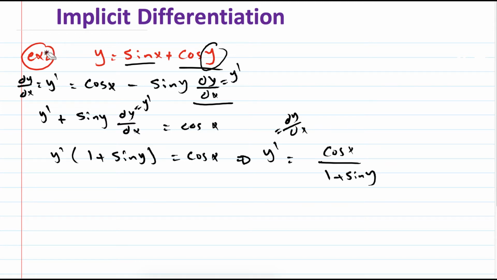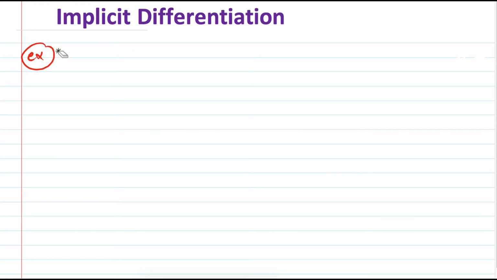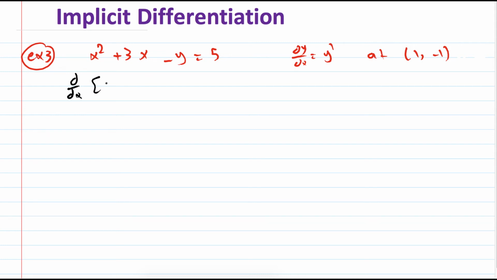Okay? Let me give you another example. So example 3, I have this equation, x squared plus 3x minus y equal to 5. And I want to find dy over dx, or y prime. Find this at 1 and minus 1, a particular value. So I want to find the slope at 1 and minus 1 of this. So I'm going to take the derivative of both sides. So d over dx of x squared plus 3x minus y equaling the derivative d over dx of 5. So right away this goes to 0.